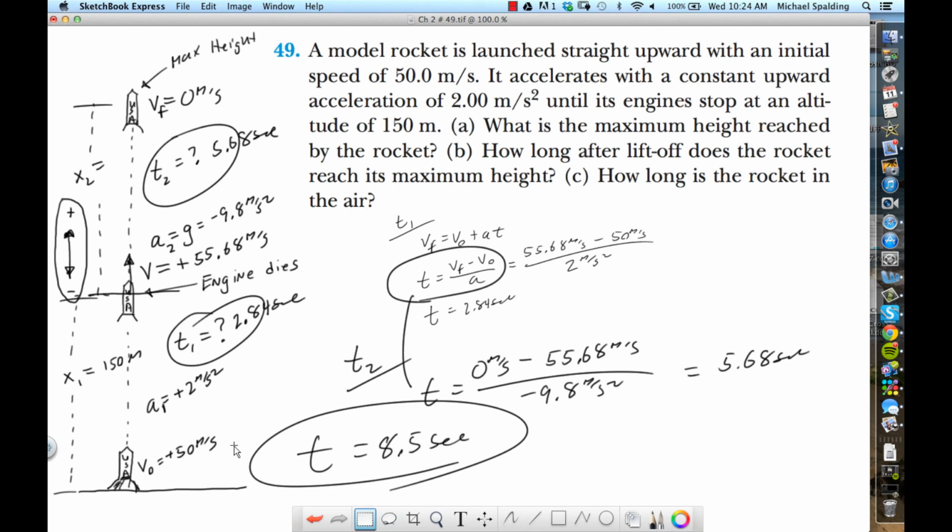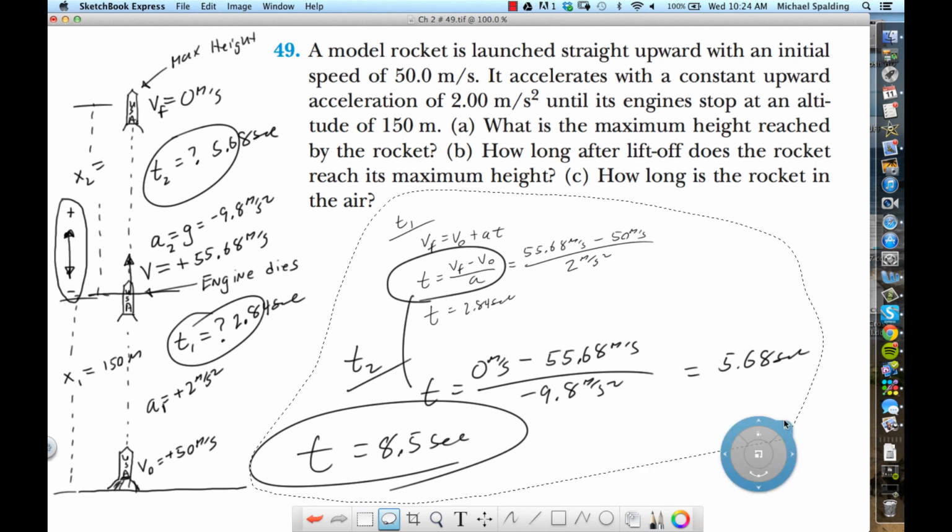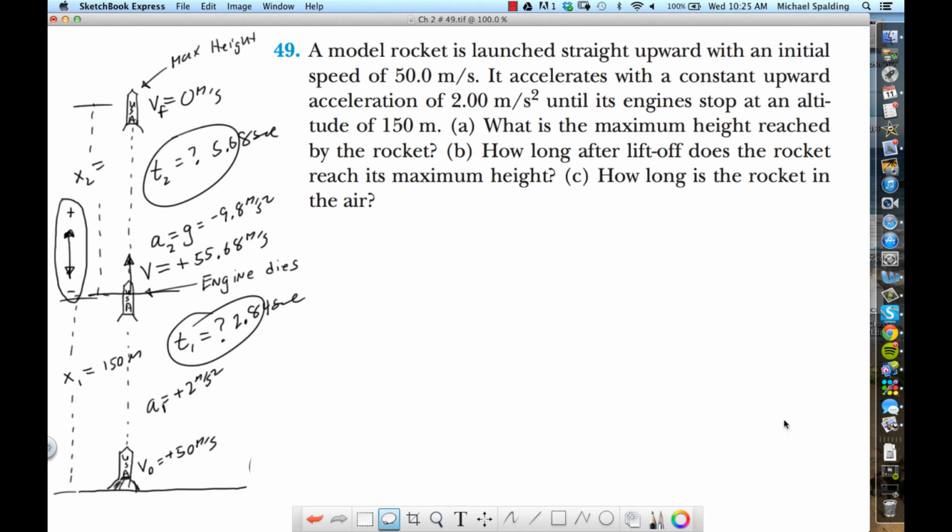Well, do we just double the 8.5? Can we just double the 8.5? No. Why not? Rafi, do you know why? Yeah, look, on the way up, how many accelerations were there? 2. On the way back down, what's the acceleration the whole way? Negative 9.8, right? It's different than the way up. The way up had 2 accelerations. The way down has 1 acceleration.